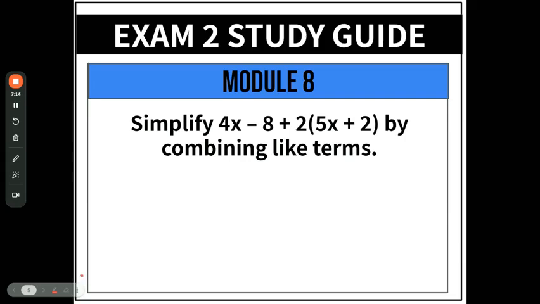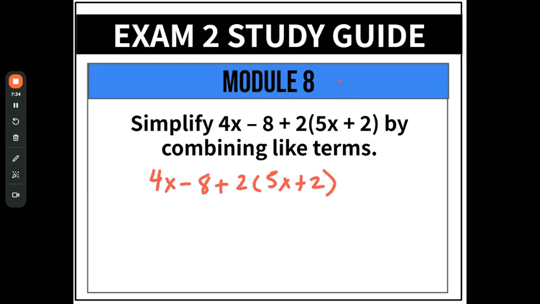Simplify 4x minus 8 plus 2 times (5x plus 2) by combining like terms. Alright, so let's go ahead and write this out here just to give ourselves a little more room. Something important to remember for simplifying is our order of operations, or PEMDAS. If you don't remember what this stands for, it's parentheses, exponents, multiplication, division, addition, subtraction. And this tells us in which order we should simplify.